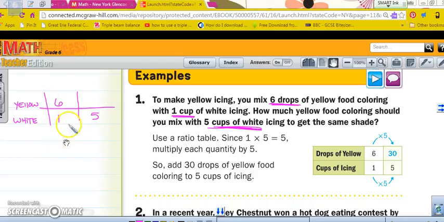So I need to figure out, can I go from 1 to 5 by doing something? Yes, I can multiply by 5. Now whatever I do to the bottom, I do to the top. So 6 times 5 is 30, and that is my answer. I need 30 drops of yellow food coloring if I have 5 cups of icing. Let's take a look at example 2 now.